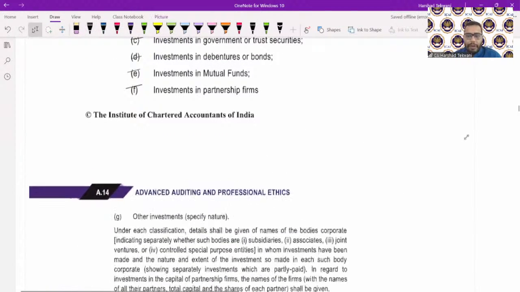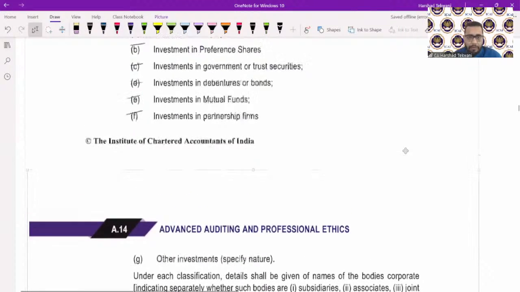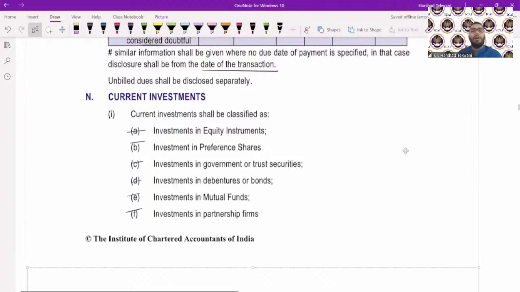Now, remember there was one more item earlier: investment property, which is not present here because investment properties are by default non-current, unless it is held for sale and is going to be sold very soon, which is another topic to discuss. But investment property is usually a non-current investment, and that's why it's not there in the current investment. Rest all of the things are there.